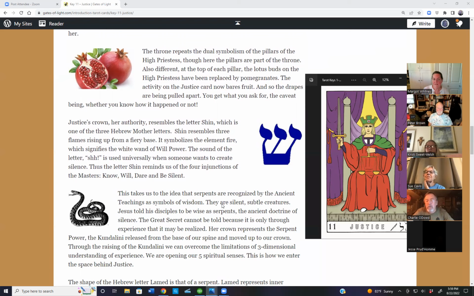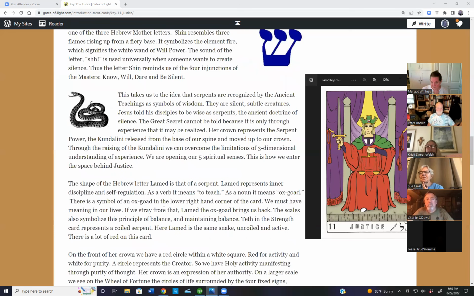The sound of the letter sh is used universally when someone wants to create silence. Thus, the letter Shin reminds us of the 4 injunctions of the masters: will, dare, and be silent. This takes us to the idea that serpents are recognized by the ancient teachings as symbols of wisdom.